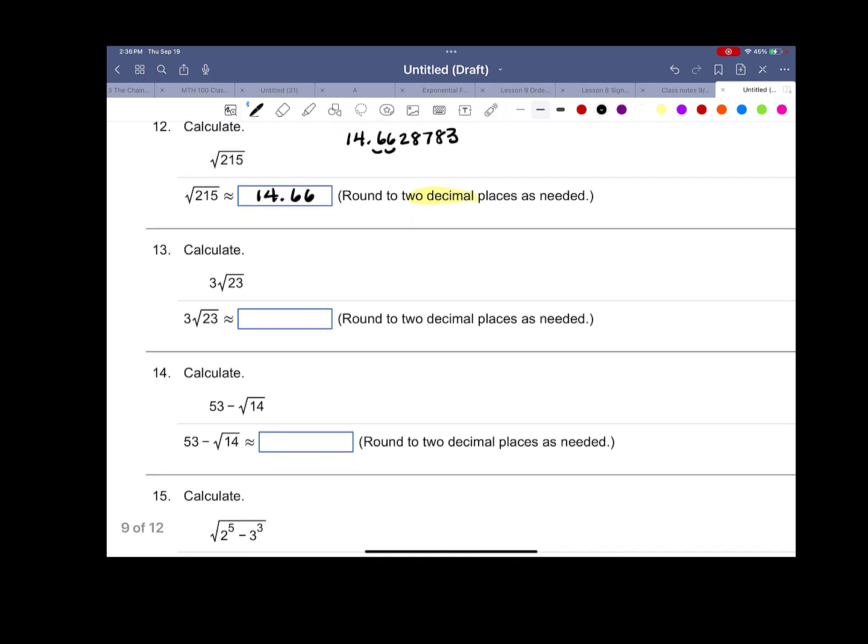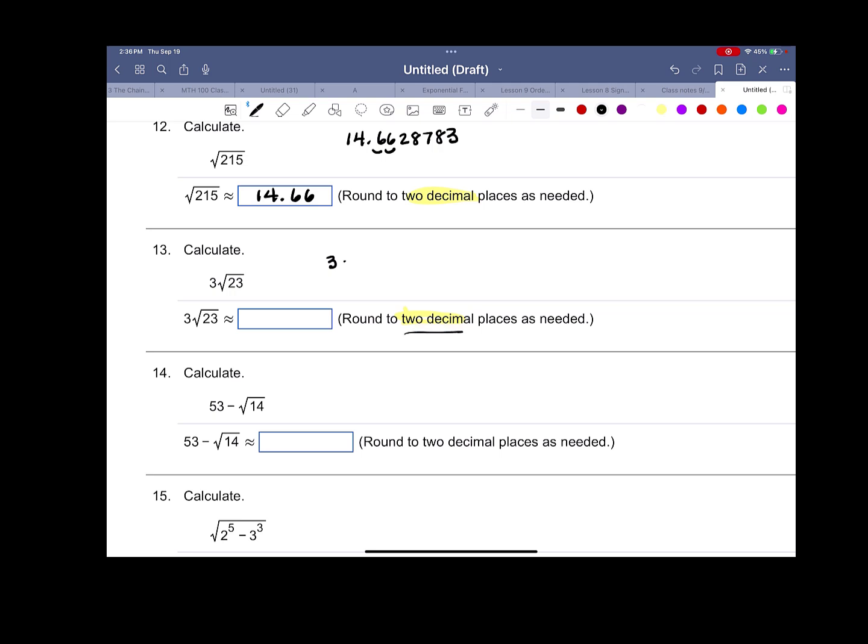In number 13, we have 3 times the square root of 23. So I'm going to have to do the square root of 23 first, and then I'm going to go ahead and make a note. I'm going to 2 decimal places. So I'm going to go 3 times, now I'm going to do the square root of 23 to several decimal places, maybe 4 or 5, so that I can round it properly to 2.